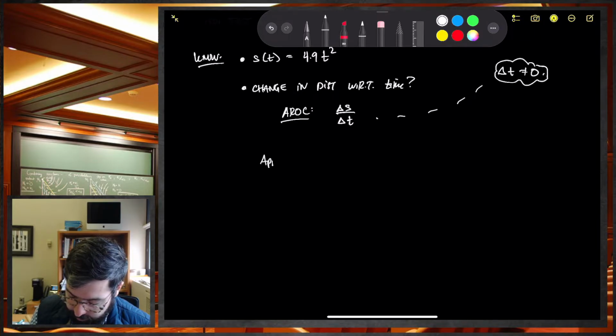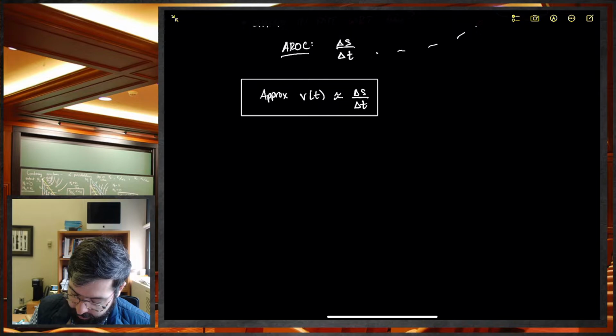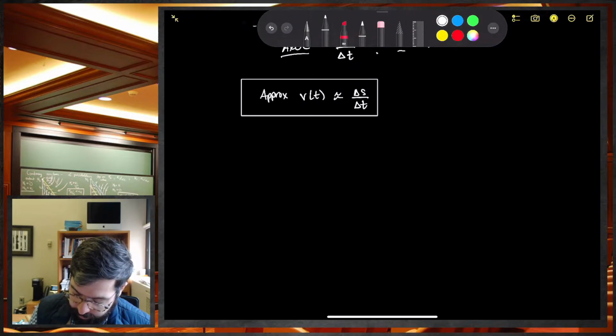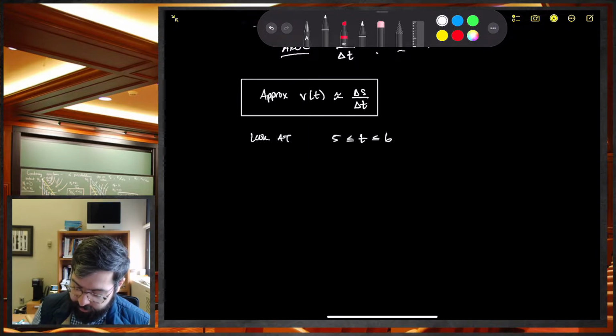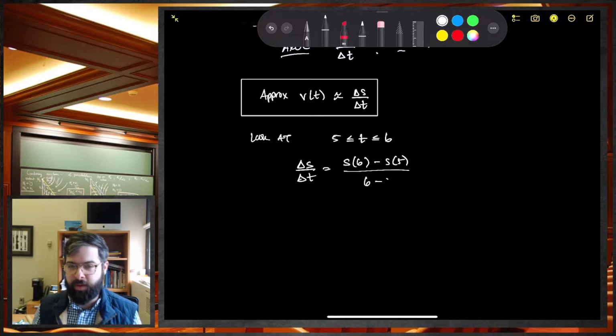If we approximate the function of velocity, we're going to say it's approximately delta s over delta t. So if we care about the moment t equals 5, let's drive at that. How are we going to approximate it? Well, we could look at the values between 5 and 6 seconds based on our formula. So the rate of change here would be s of 6 minus s of 5 over 6 minus 5, right? We're just using the average rate of change formula: end minus start of the dependent over end minus start of the independent.